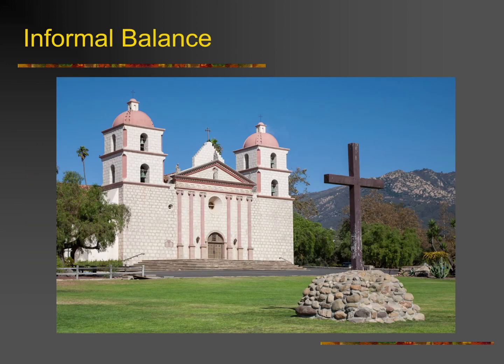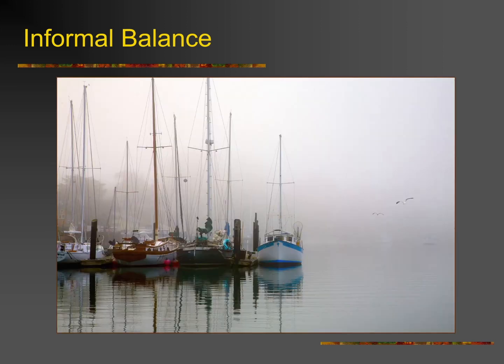Simply put, informal balance occurs when dissimilar images balance each other out. The physical size of each element is irrelevant. Again, it's the visual weight that counts. Informal balance can often give your images variety, interest, and liveliness. In this example, the cross forms a balance with the Santa Barbara Mission. One without the other would create a highly imbalanced image.